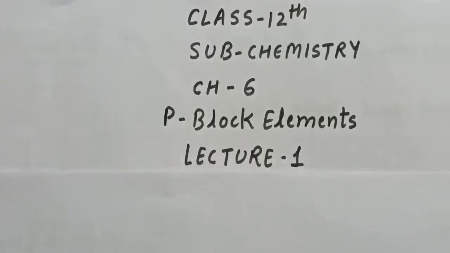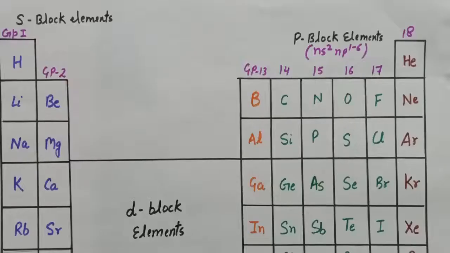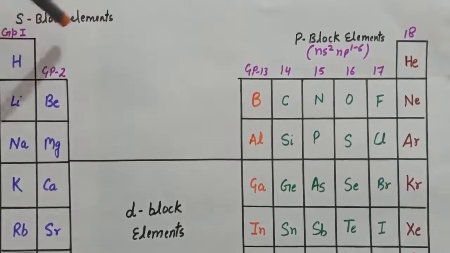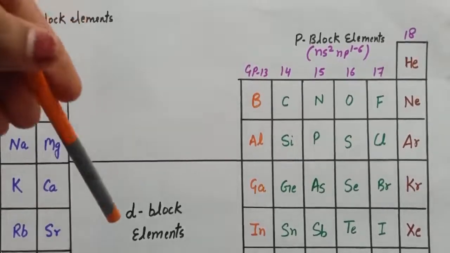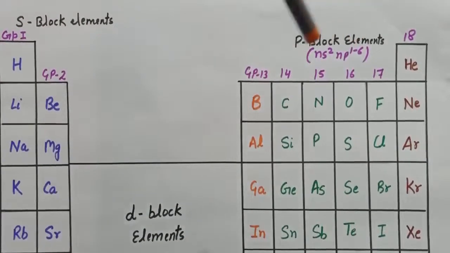So first we will discuss the periodic table, and then we will start with the chemistry of group 15 elements. So this is our periodic table. On the left-hand side we have s block elements, in the middle we have d block elements, and on the right-hand side we have p block elements.